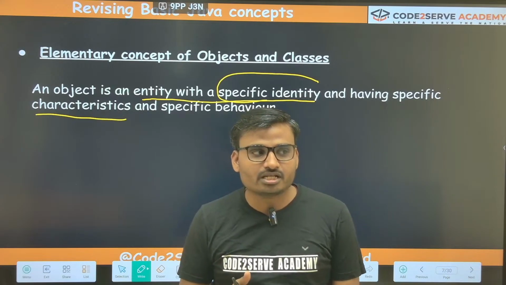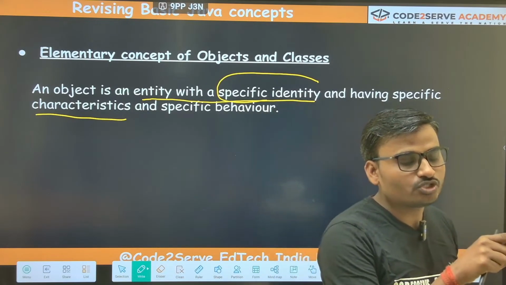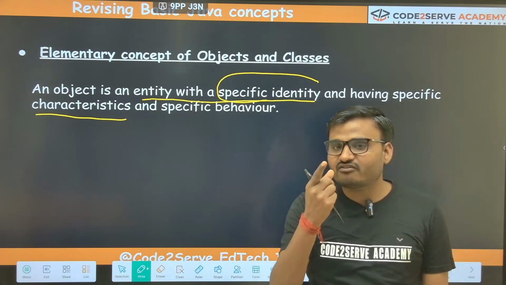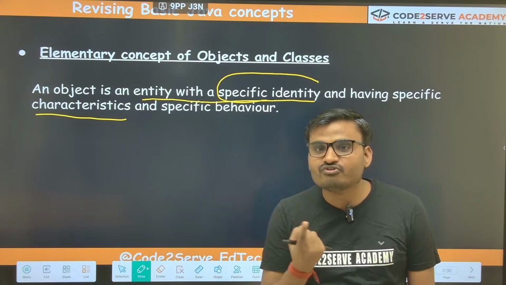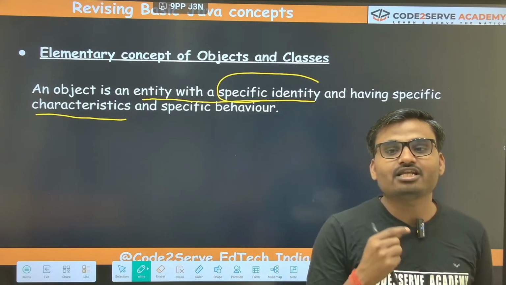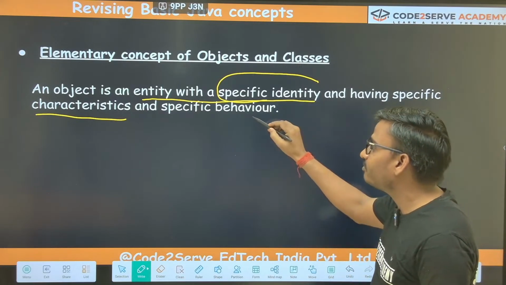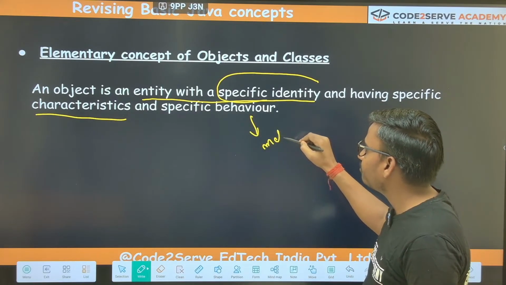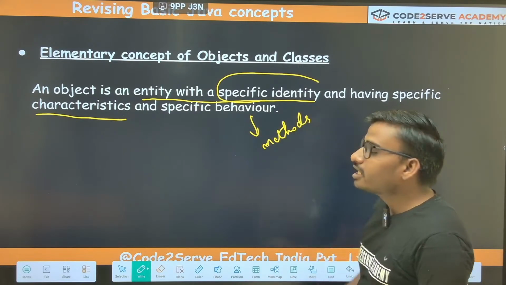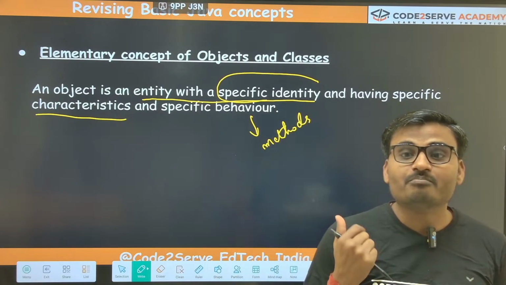Take an example: if I say I am switching on the fan, what is the behavior of the fan? It will start moving. Okay, so that is basically the behavior. Behavior, in the programming language, means the methods. So in programming language, it means the methods.